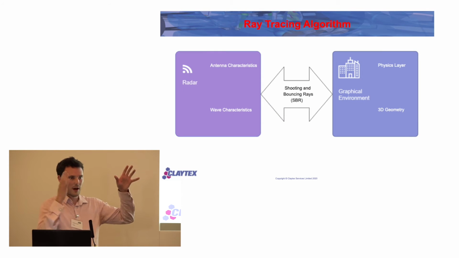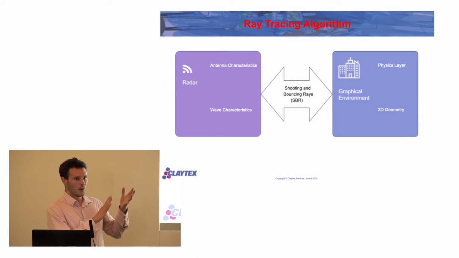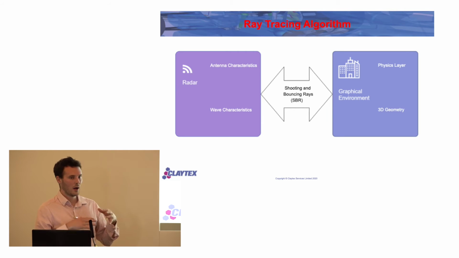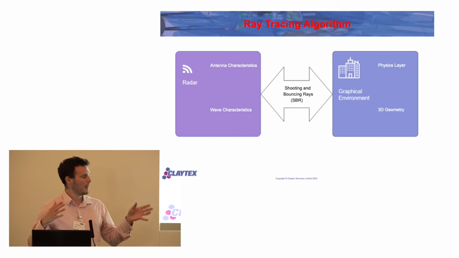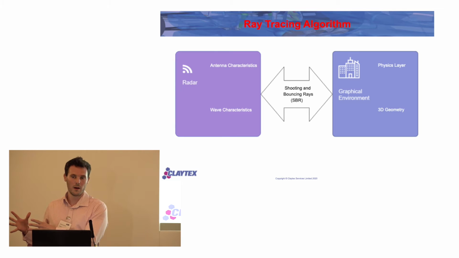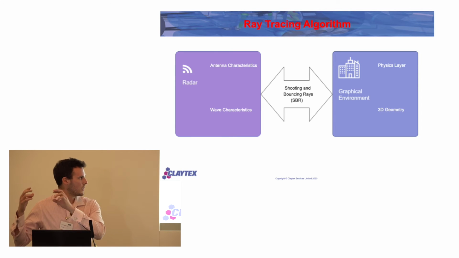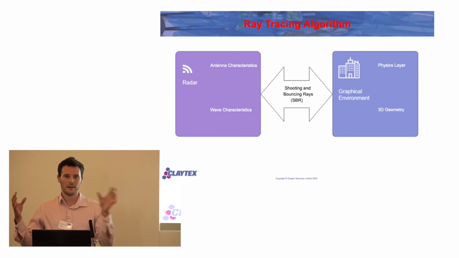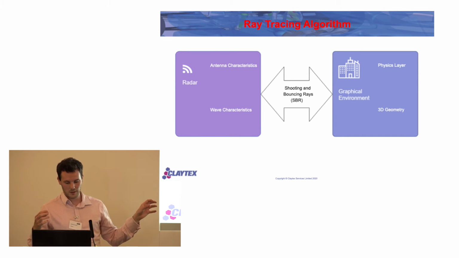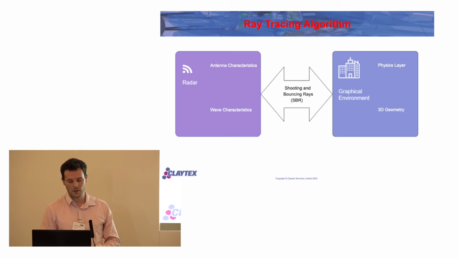So the idea is you have on the one side your radar, where the user can tweak the antenna characteristics and the wave characteristics, and on the other side you have rFpro, where you control the geometry and the physics layer, and the algorithm that goes between them is inspired from a shooting and bouncing ray algorithm.